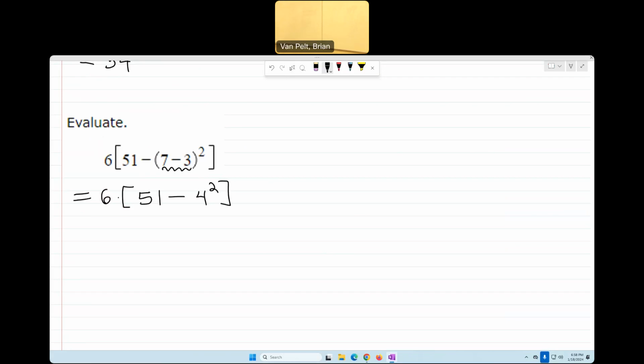Now, can you tell me what I should do next? Absolutely, the exponent, 4 to the second power, since I'm still within the brackets. Good. Then what next? It's 51 minus 16, that's going to be 5. Now I'm going to drop the brackets because I completed them. 6 times 35, you can do it by hand, calculator, or whatever.